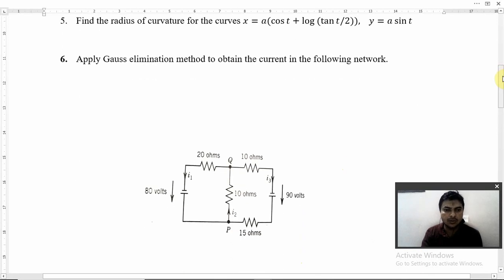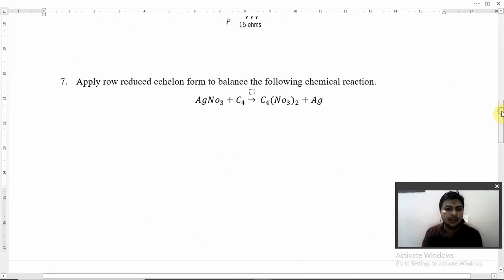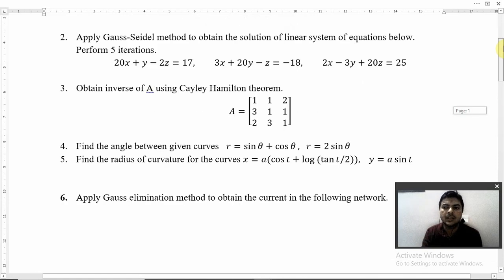And here we have Gauss elimination. Elimination, we all know, we take very less time to simplify. A very simple diagram they have given here. And here balancing the equation is very easy. So I am going to choose only these questions and I am going to skip some of the equations.